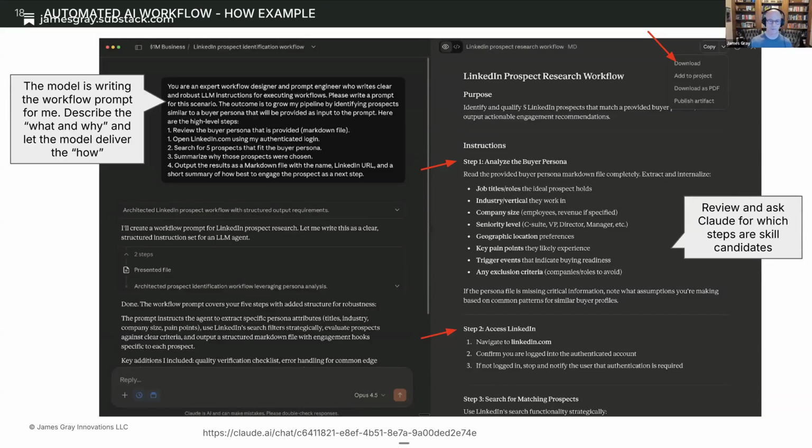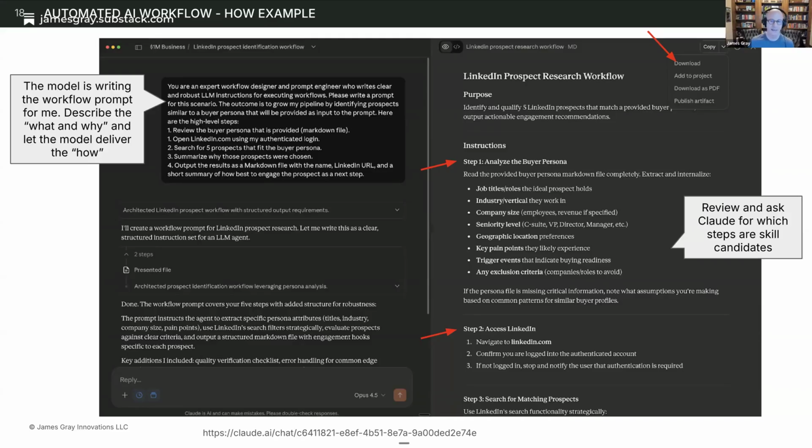We have Claude produce a markdown file, but you can do this in any AI tool. And what are we doing? We're getting down to the named steps. For that workflow, what are the steps? In my case, the first one: analyze the buyer persona. Step 2, access LinkedIn. Step 3, search for matching prospects.